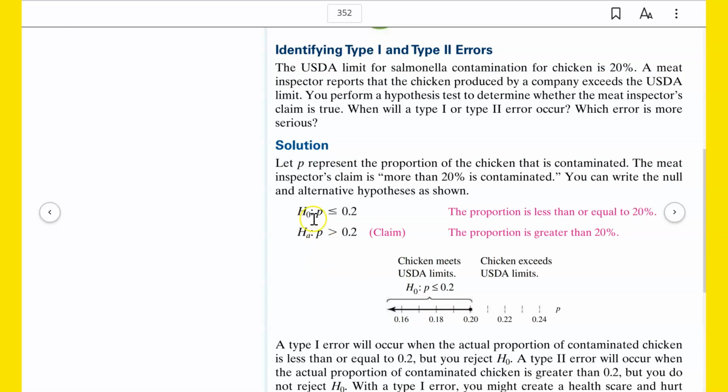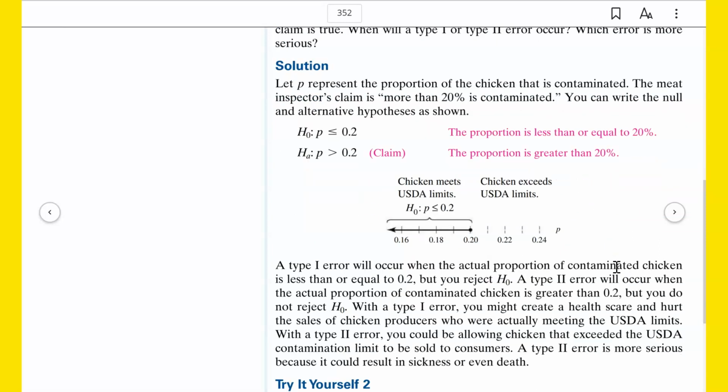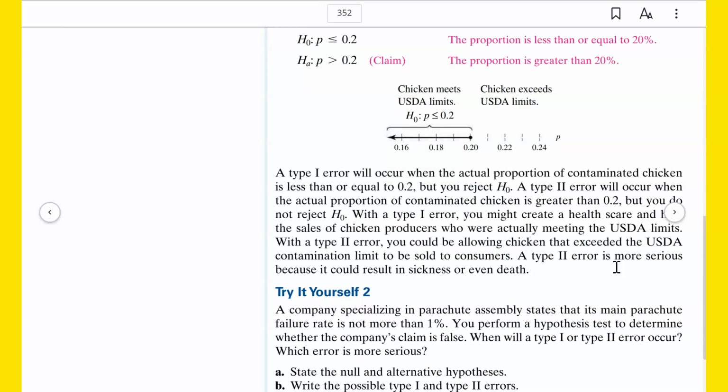That's a more serious error than the type 1 error, which would be to reject this, even though it might be true. To say that it might be true that the chicken is okay, but we reject that and say, no, the chicken's bad. That would be an error also, but it wouldn't be as serious of an error. It wouldn't be as serious of an error to throw away good chicken than it would be to feed people bad chicken. I hope that makes sense.